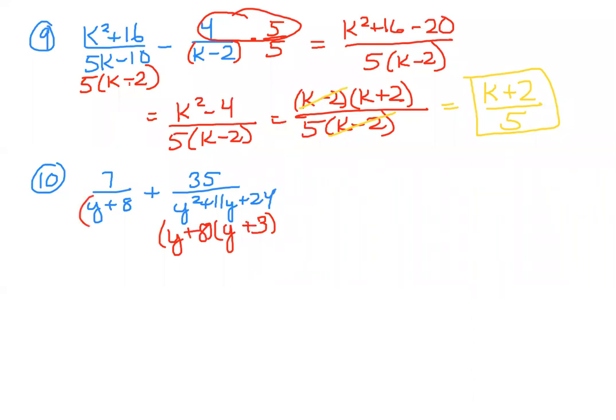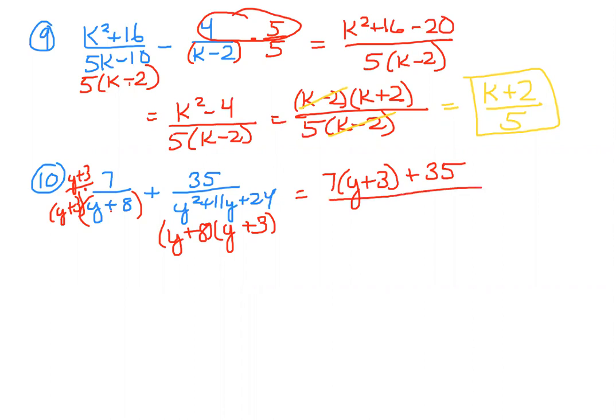Now you can see that they both have a y plus 8, but this one has a y plus 3. So we're going to have to multiply this one by y plus 3 over y plus 3. So we get 7 times y plus 3 plus 35, because we didn't need to multiply that side by anything. And our denominator is y plus 8 times y plus 3. And we might as well, since we already factored it, leave it factored because that's what we're going to have at the end.